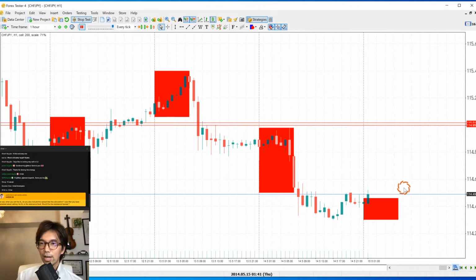Alright, I hope everybody is clear on this idea. Yeah, I think this is very simple. You don't have to think it's difficult, right? It's not complex. Just create the Tokyo Box, and towards either direction of breakout, you just follow it. It's that simple.